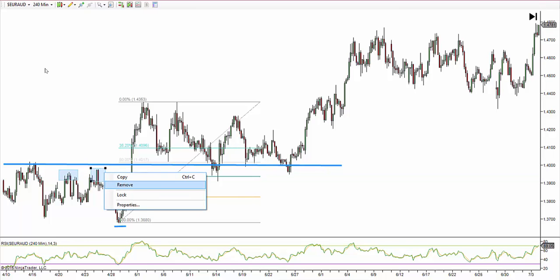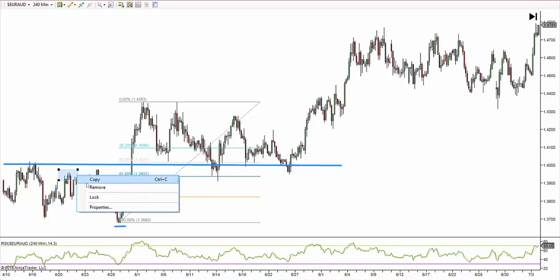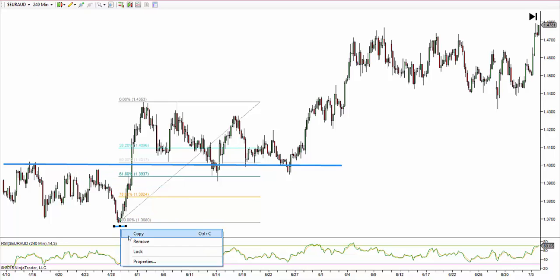So if we remove a couple of things here, clean up the chart a little bit, we've identified that the 50% level pretty much came in at structure there, a little bit higher than 61.8. Price actually came down, just touched the 50% level there, bounced off, moved up, came back down to test the 61.8 level again.